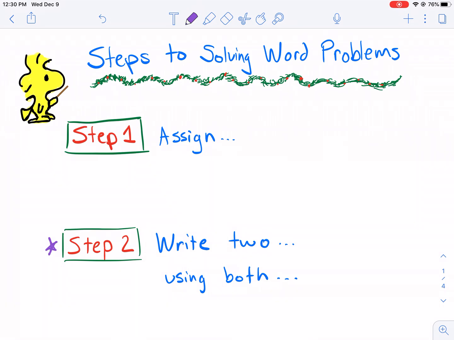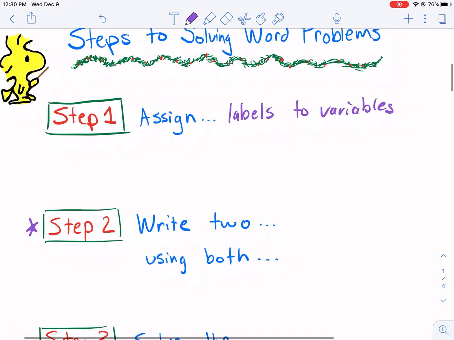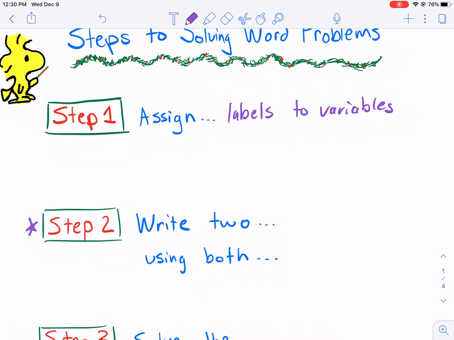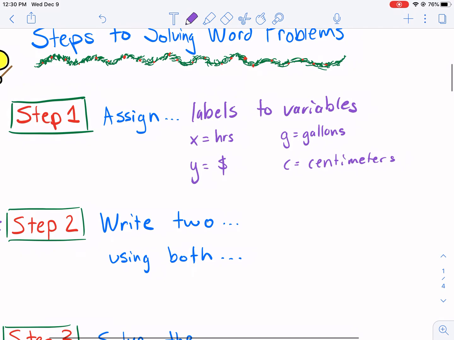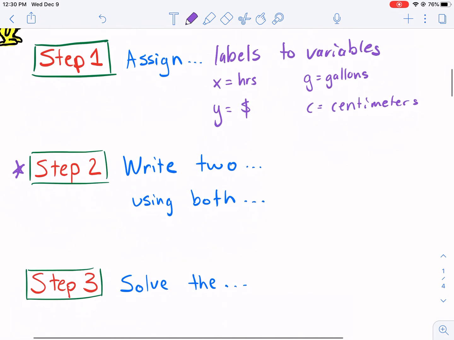So step one is assign labels to the variables. When we're talking about assigning labels, generally most people use X and Y, so we could let X equal hours, and then you could let Y equal dollars or whatever the particular label is. But you could also make it a little bit more obvious, like G equals gallons, and then C equals centimeters. That's just another way to do it. I prefer X and Y, but if you want to use something that matches the label, that's fine too.